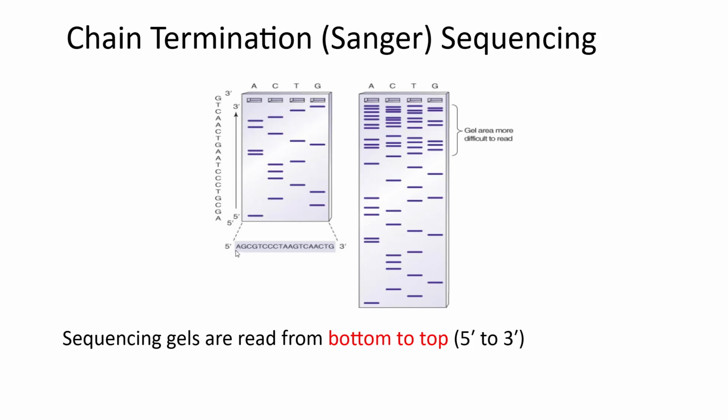So we can copy this strand. We're going to have A, G, C, G, T, C, C, T, T, and as soon as we incorporate one of those dideoxy bases, it's going to stop. It's not going to be able to continue.